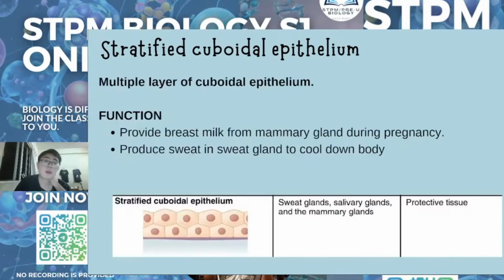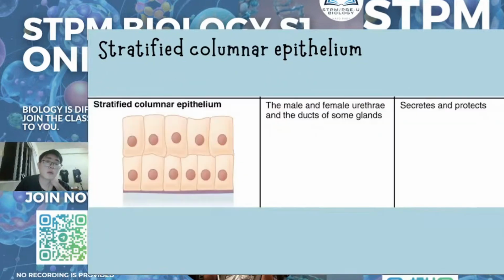Okay, and then this one is about columnar. Stratified columnar has the same structure as simple columnar, just with multiple layers. Normally it is found in the male and female urethra and the ducts of glands. Our urethra contains this tissue, and the function is secretion and protection. Okay, so that's all for the epithelium tissue.